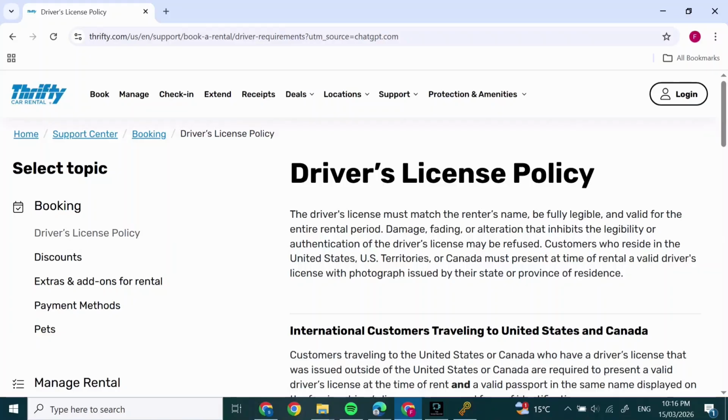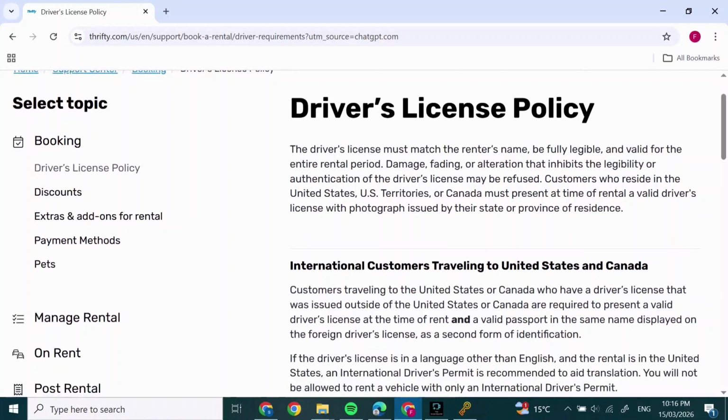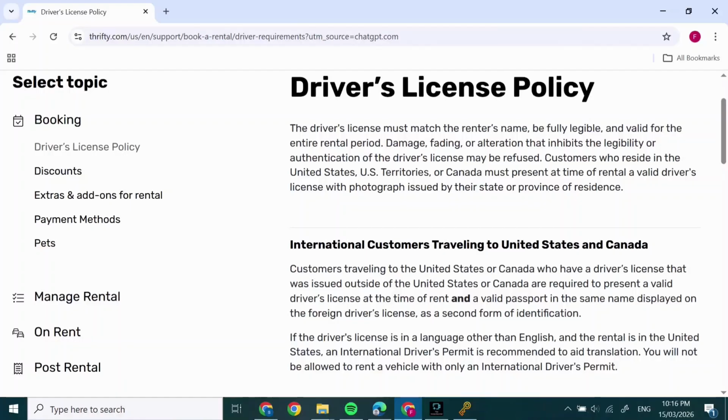For confirmation of Thrifty driver requirements before you rent, make sure the driver's license must match the renter's name, be fully eligible and valid for the entire rental period. Damage, fading, and/or alteration that inhibits the legibility or authentication of the driver's license may be refused.